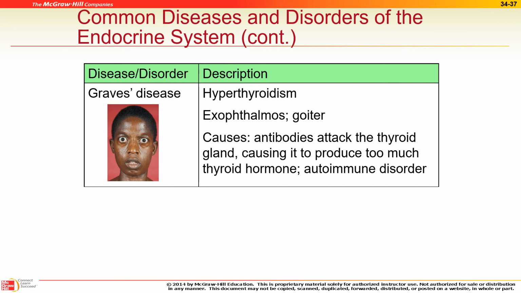Graves' disease is also a thyroid problem. In this case, it's the opposite. You're producing too much thyroid hormone. So we can give you iodine to kill off the thyroid. Notice the eyes bugging out. So that's caused by fat accumulating in the back of the eyes, pushing the eyes outwards.